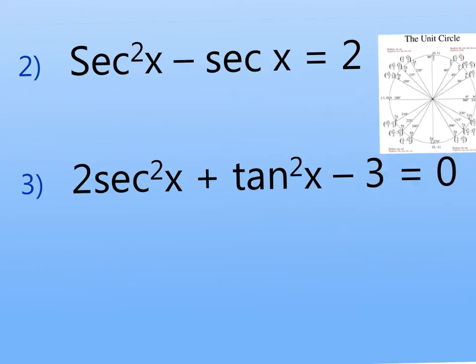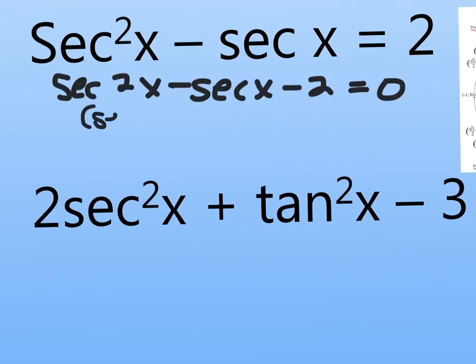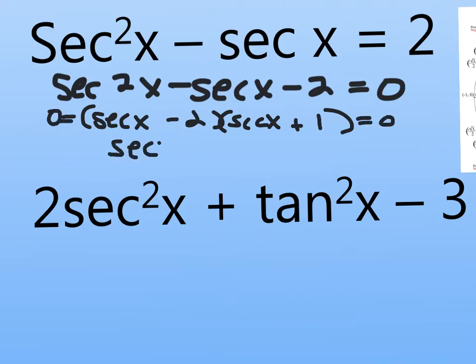Hopefully you thought about the fact that you need to factor this, right? So I have to get everything to one side. So I'd get secant squared x minus secant x minus 2 equals 0. And then I have to factor that. So I'd get secant x and secant x. And then factors of -2 that would sum to -1 would be -2 and +1. And then I'm going to set each of those parentheses equal to 0, and I'd get secant of x equals 2, and secant of x equals -1.